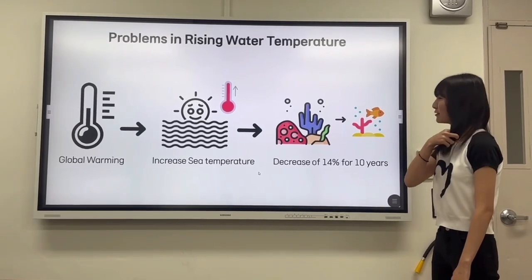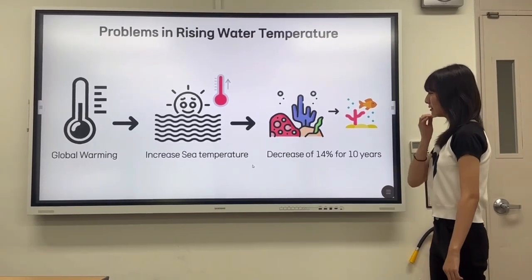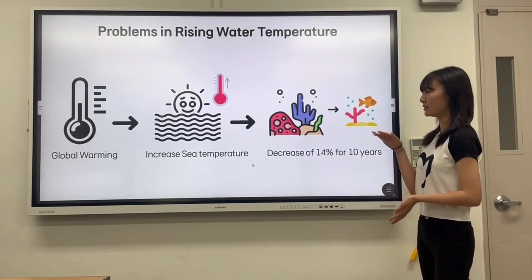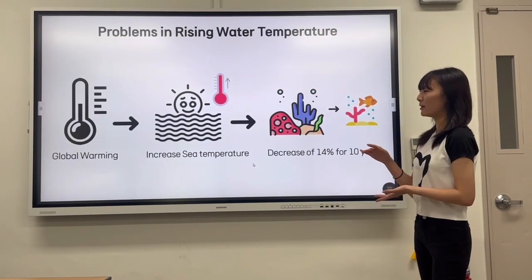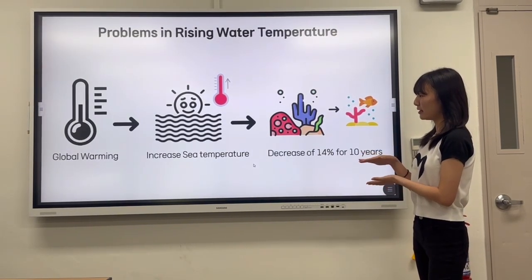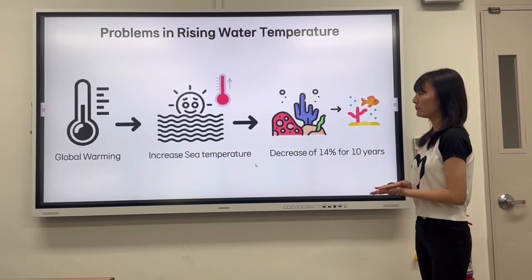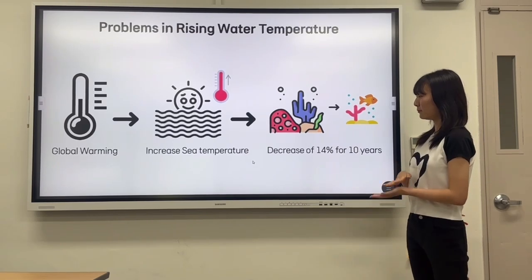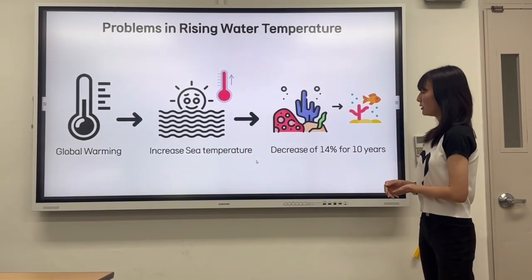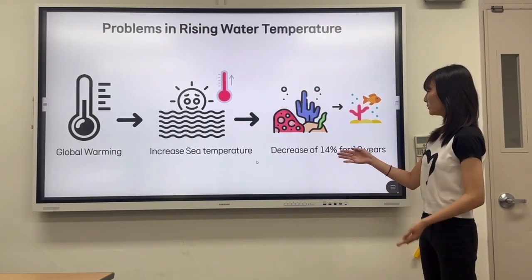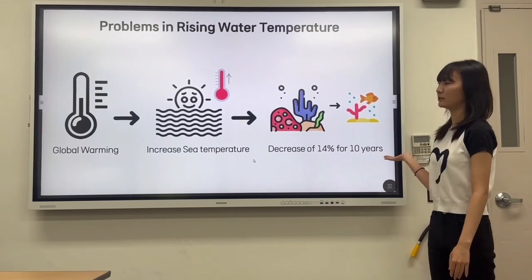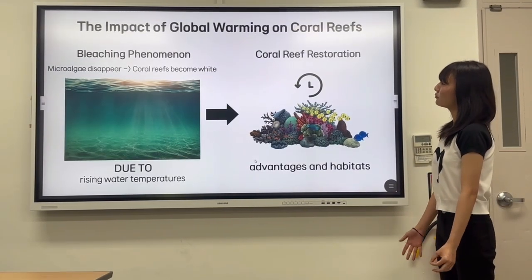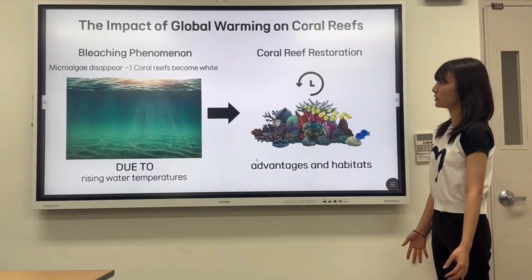Due to global warming, the temperature increases and the sea level increases, and many problems arise. In particular, coral reefs have decreased by 30% over 10 years. The big problem is the bleaching phenomenon.